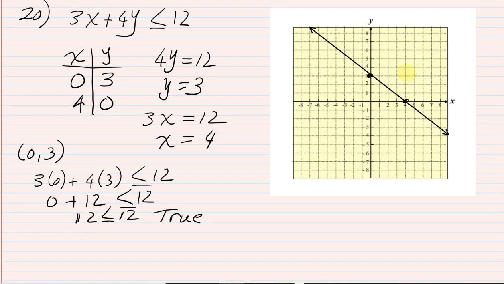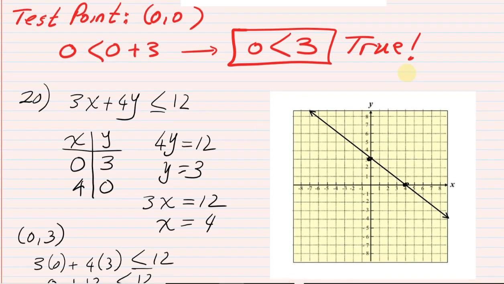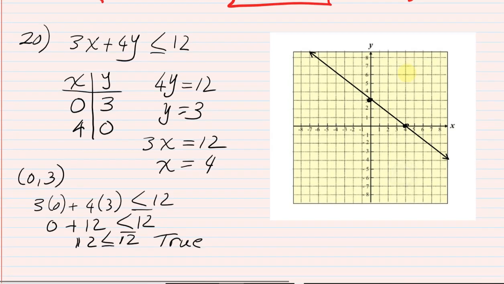So all the points on the line now are going to be true. So this line is going to be a solid line. Okay, so we have already infinitely many solutions, all the points on the line. Now to account for the inequality, we need to choose a test point. And again, my favorite test point is 0, 0.